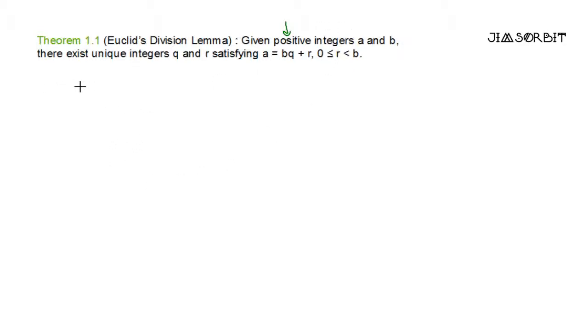Now let us try to understand this. It is saying that, consider this. A is the dividend. B is the divisor. Your Q is the quotient and your R is the remainder.